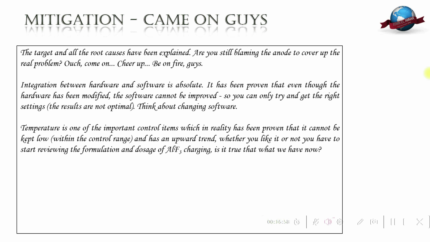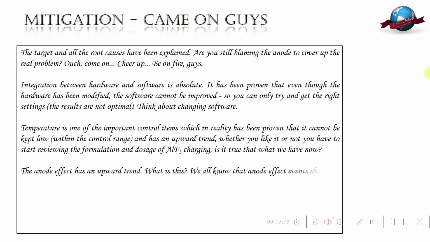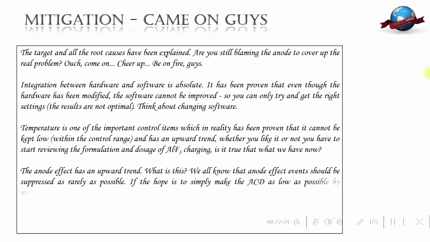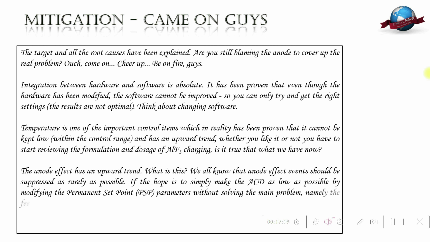Is it true that this is what we have now? The anode effect has an upward trend. We all know that anode effect events should be suppressed as rarely as possible. If the hope is to simply make the ACD as low as possible by modifying the permanent set point, PSP, parameters without solving the main problem, namely the feeding process, it will be in vain.